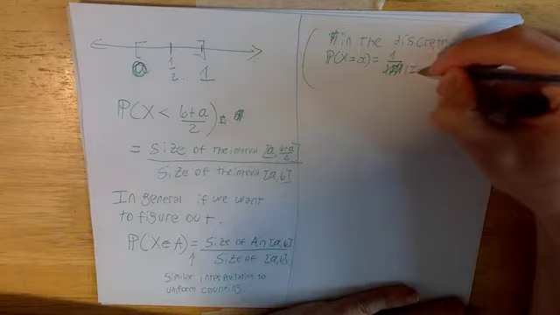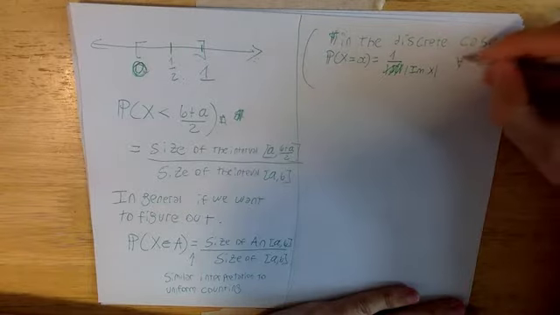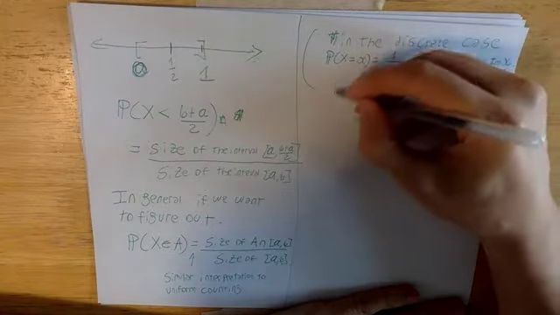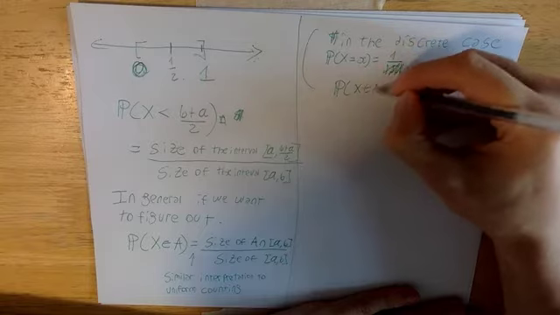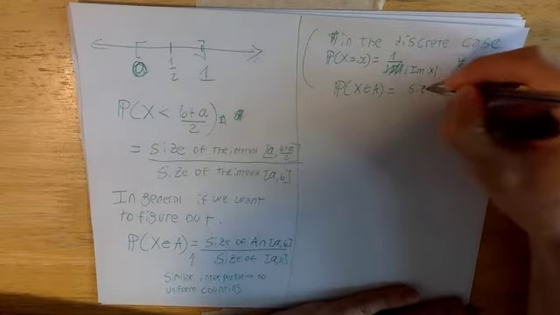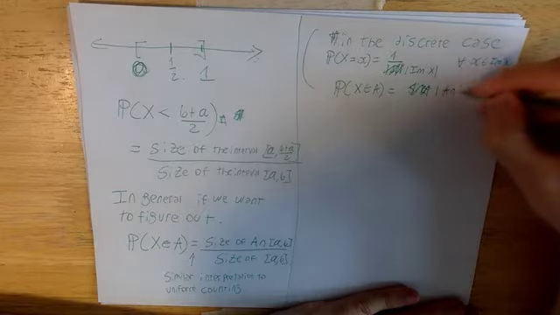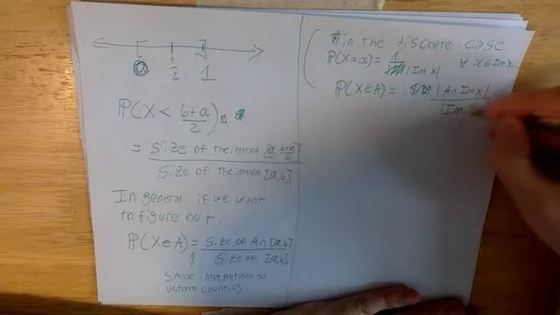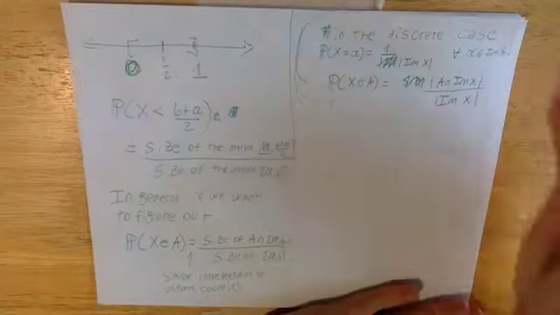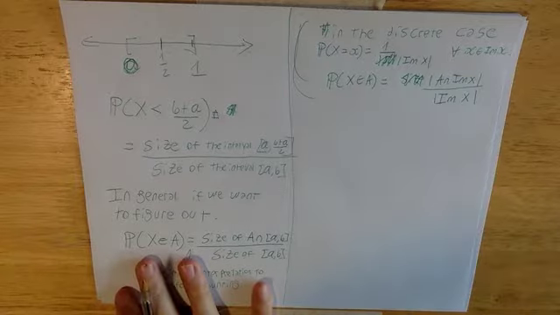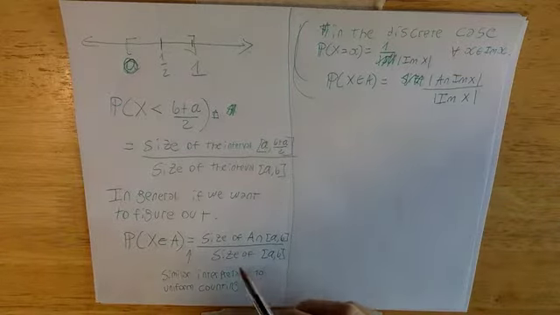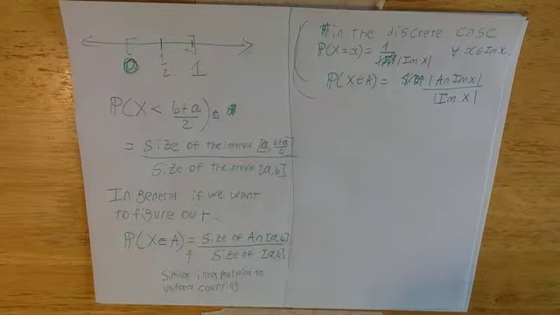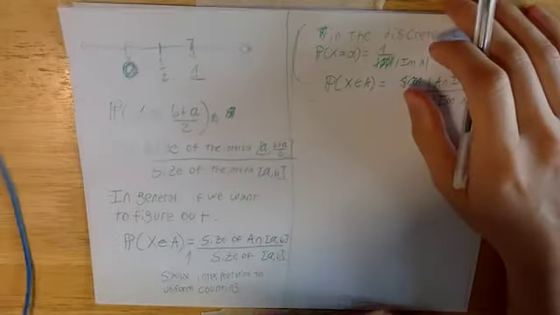So let's say 1 over the size of the image of x for every x in the image of x. Then what you would get is the probability that x is in A is going to be the size of A intersection the image of x over the size of the image of x. Okay, so this is the discrete analog of this continuous thing. So in general, I'm saying the size of the intersection AB over the size of AB. This can be seen in terms of the density function.